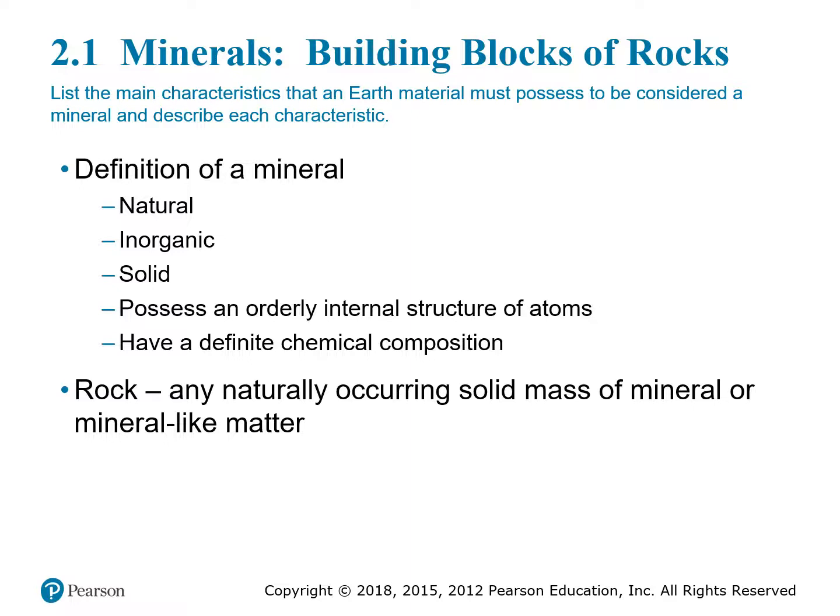The first is that it's naturally occurring. The second is that it's inorganic. The third is that it's a solid. The fourth is that it possesses an orderly internal structure of atoms. And the last characteristic is that it has a definite chemical composition.